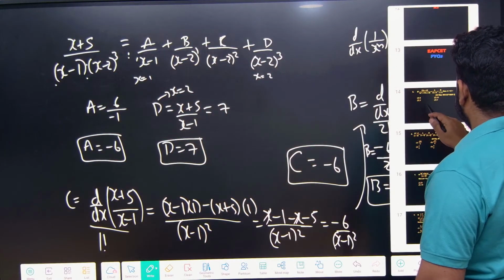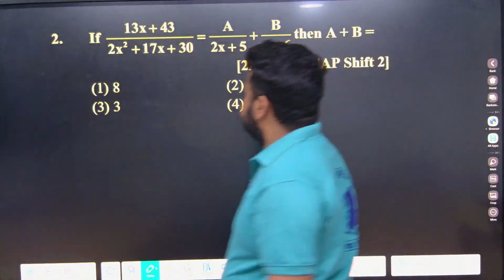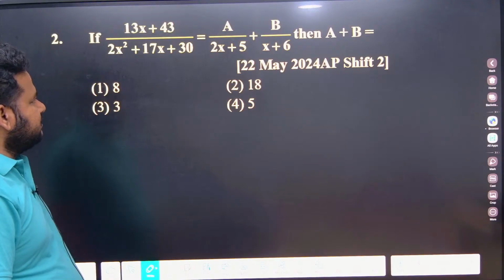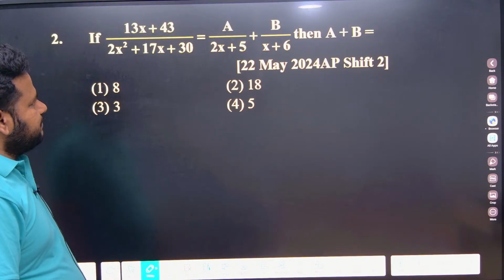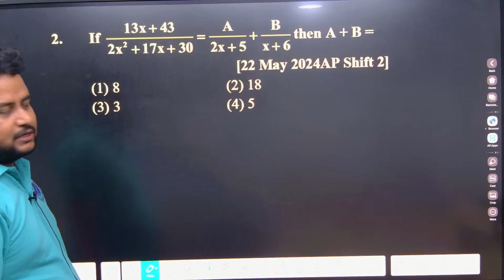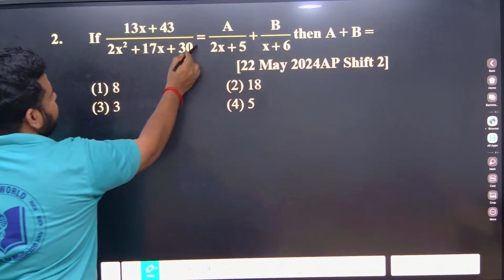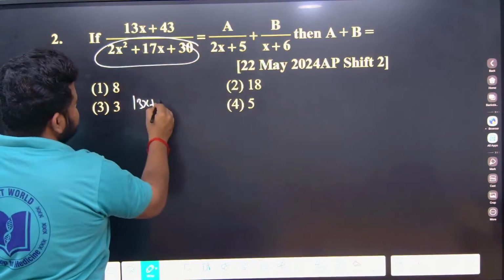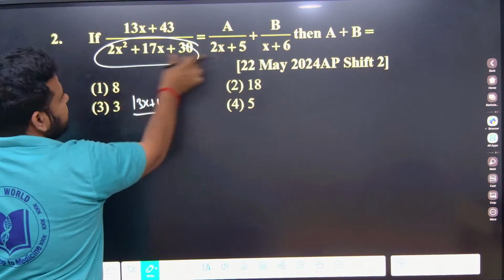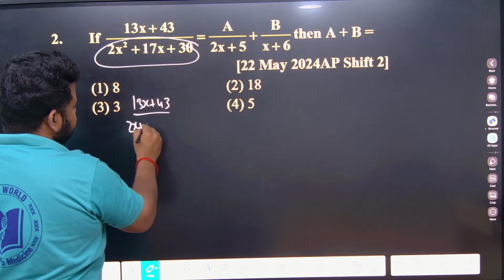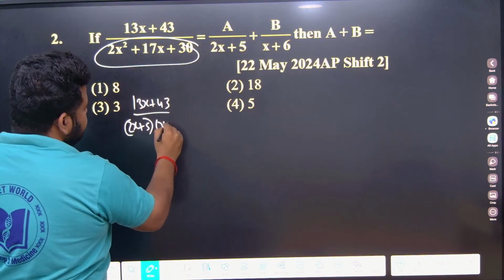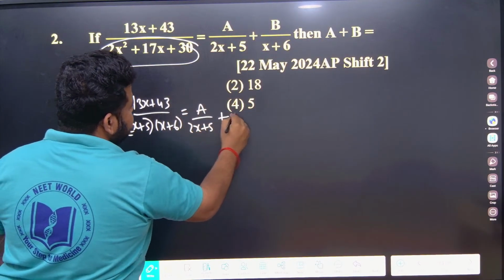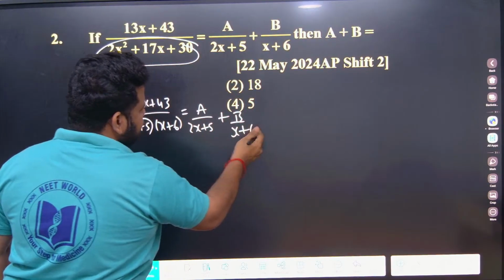So see here, this is a question from 2024 AP. It is given: if 13x plus 43 by 2x square plus 17x plus 30 is equal to a by 2x plus 5 plus b by x plus 6, then a plus b is equal to what? So directly we can do it. This denominator is nothing but 2x plus 5 into x plus 6. So if you factorize, we have 13x plus 43 divided by 2x plus 5 into x plus 6 equal to a by 2x plus 5 plus b by x plus 6. This is straightforward because we are having linear factors.